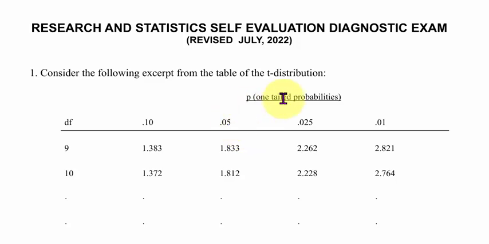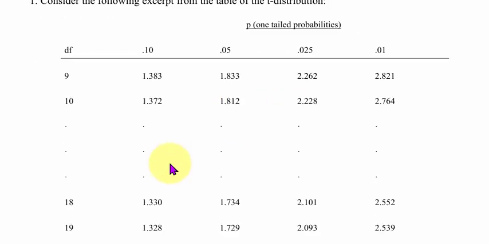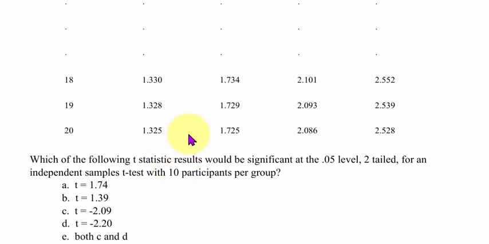The table represents a one-tailed probability test. So let's go down and read the question. Which of the following t statistic results would be significant at the 0.05 level? But now she throws a curveball at you, two-tailed, for an independent sample t-test with 10 participants per group.